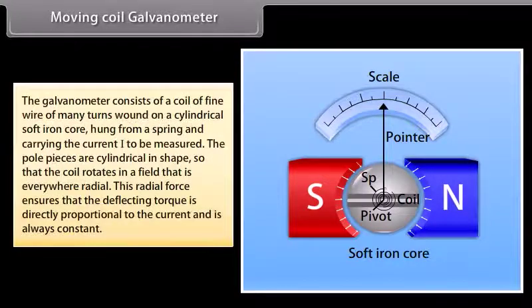The galvanometer consists of a coil of fine wire of many turns wound on a cylindrical soft iron core hung from a spring and carrying the current I to be measured. The pole pieces are cylindrical in shape so that the coil rotates in a field that is everywhere radial. This radial force ensures that the deflecting torque is directly proportional to the current and is always constant.